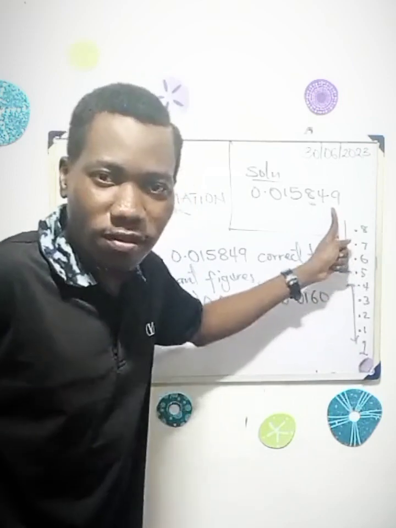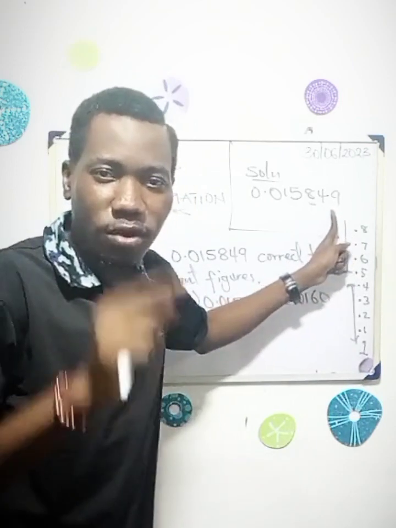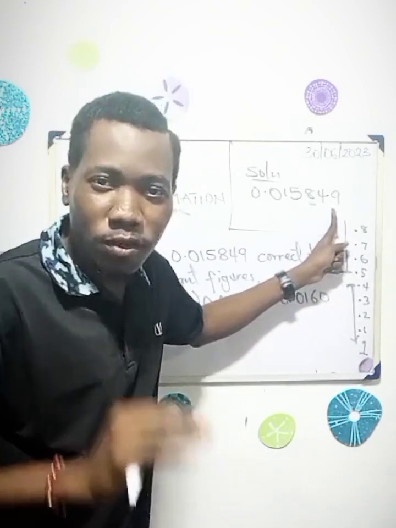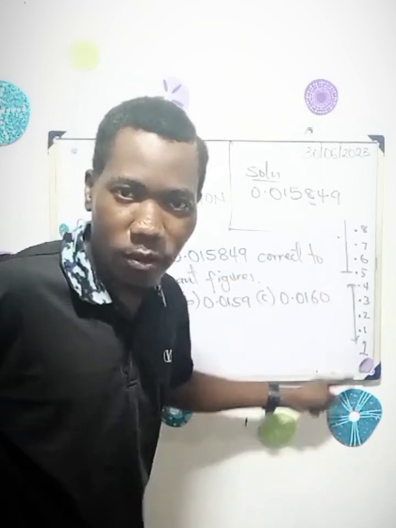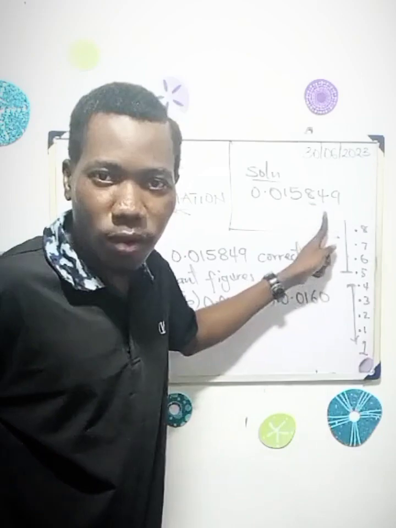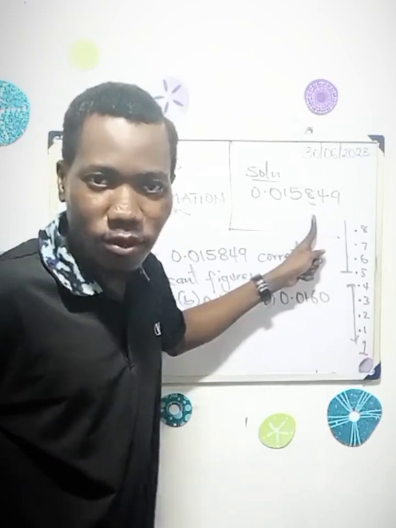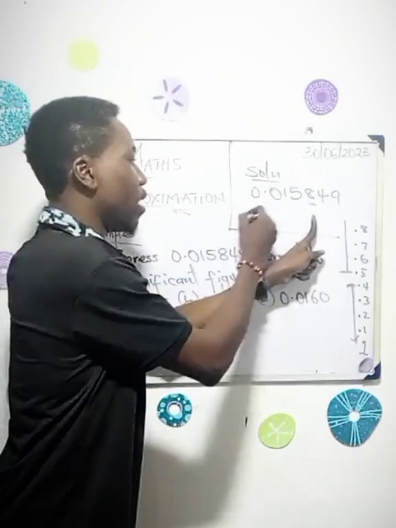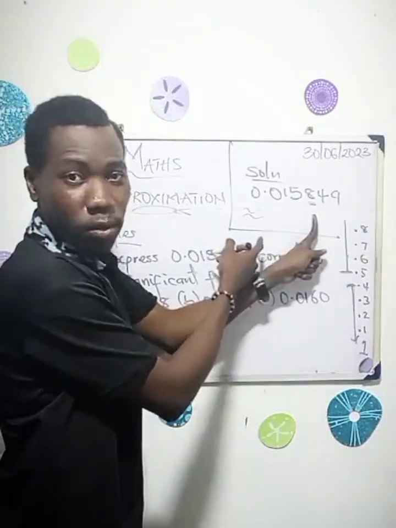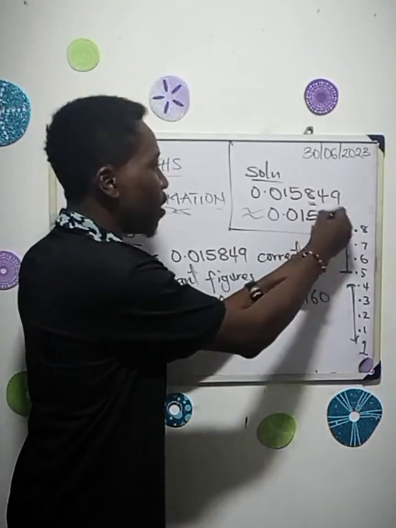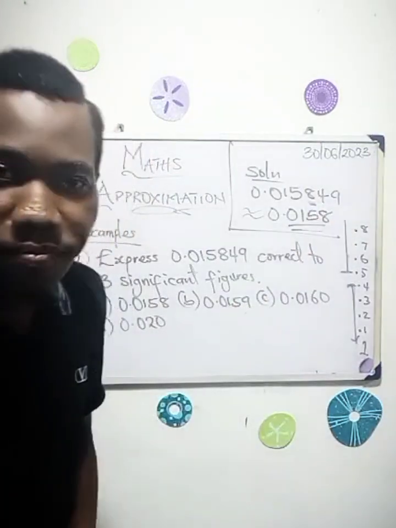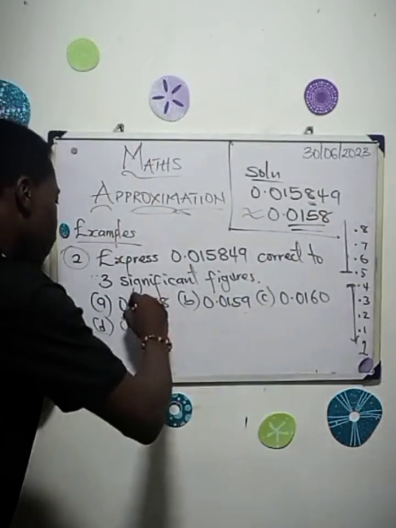Then what do we do with it? That number is going to tell us if we are going to round up or we're going to round down. So how do we know when to round up? 5 and above we round up, 4 downwards we round down. So it means we are going to round down. We are not adding anything. So what will be our answer? Our answer now will be approximately equal to 0.0158. That's it. So option A is correct.